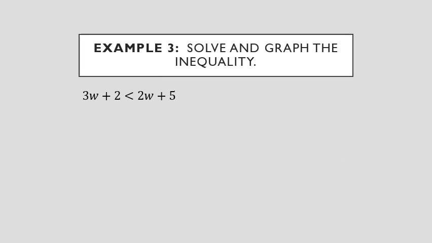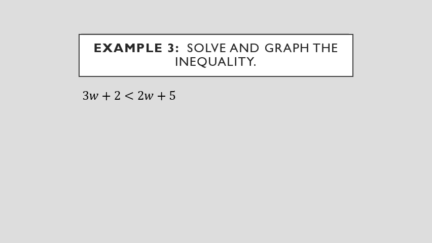All right, let's go ahead and try this one. So again, same steps as before. Distributing, no need to do that here because I don't have any parentheses. Combining like terms, on the left, I can't combine the 3w and the 2. On the right, I can't combine those either, so don't need to combine.